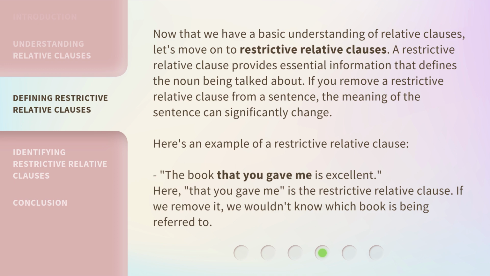Here's an example of a restrictive relative clause. The book that you gave me is excellent. Here, that you gave me is the restrictive relative clause. If we remove it, we wouldn't know which book is being referred to.